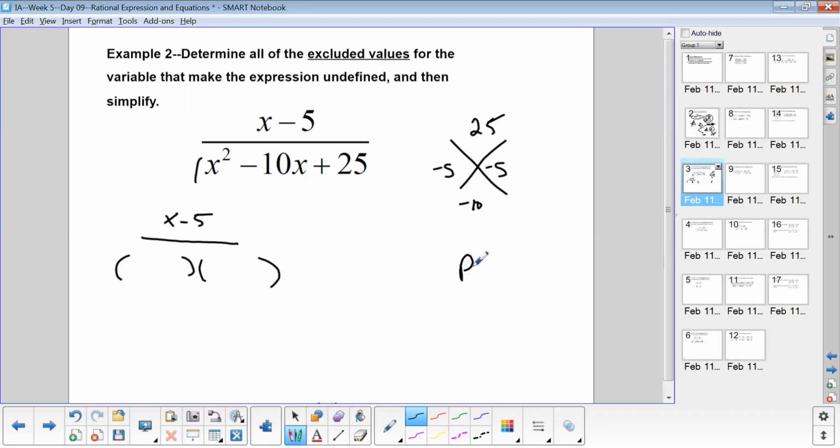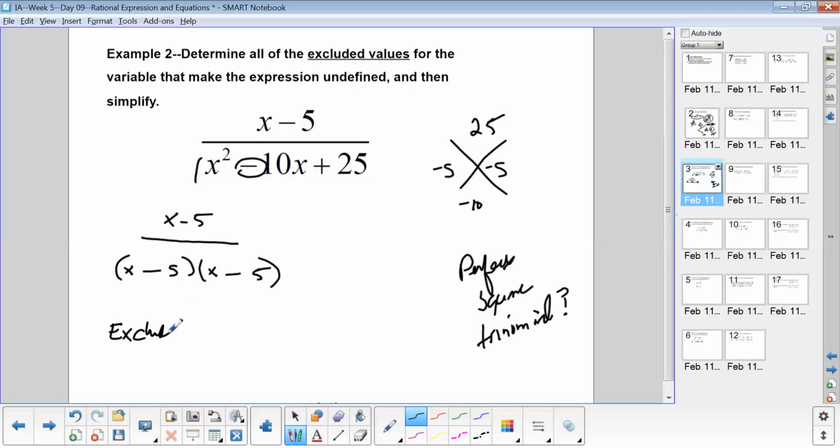And then we can also think, is this a perfect square trinomial? Is it a special product? And it is. 25 is a perfect square. X squared is a perfect square. So since it is, it would be x, 5, x, 5. And what's the sign? Remember, the sign comes from the middle term. Well, now everything is simplified. Everything's in factored form. I don't want to divide out just yet. I want to determine what my excluded values would be.